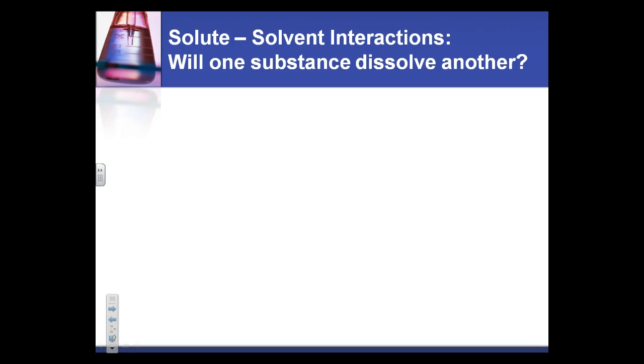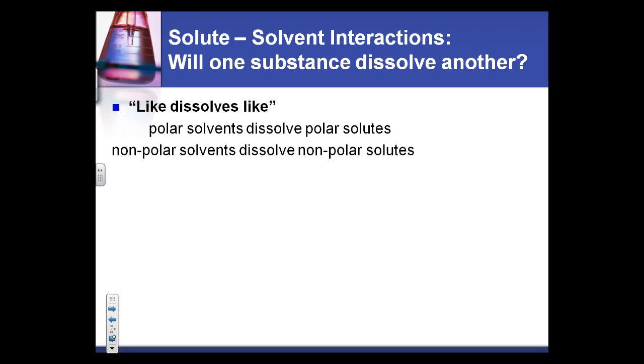Well, we have a little saying in chemistry that I actually didn't make up. We use it all the time. And the phrase is like dissolves like. So polar solvents will dissolve polar solutes. Nonpolar solvents will dissolve nonpolar solutes. So like dissolves like is a very, very important phrase to remember when we talk about whether something will dissolve something else or not. Now, what about ionic?